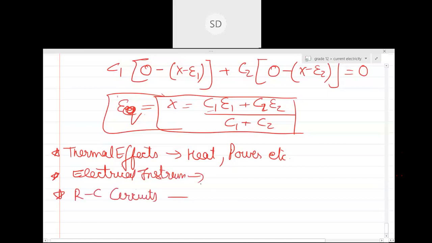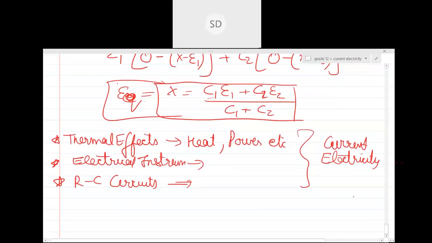That's the portion which is left in current electricity. I told you current electricity is also big, but it's not big compared to electrostatics. It's very small. Electrostatics generally takes a huge time. Once I'm done with current electricity, the other chapters are very small. Magnetism is small compared to this.